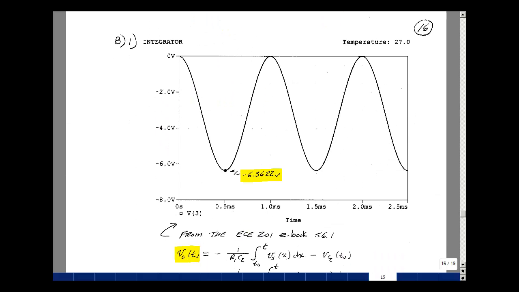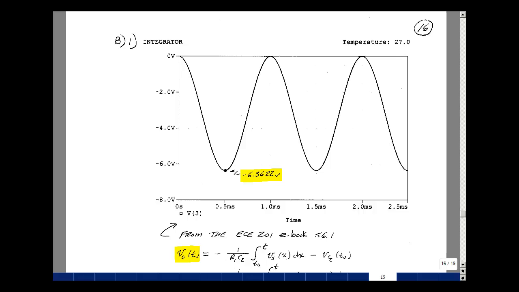The PSpice file also had a transient analysis in it from 0 seconds to 2.5 milliseconds. And I plotted the output voltage, which is node voltage 3. And you can see that I've got a cosine wave that's offset, with its highest value being 0 volts and its minimum minus 6.3622. Now let's analyze the circuit and see if we get the same results.